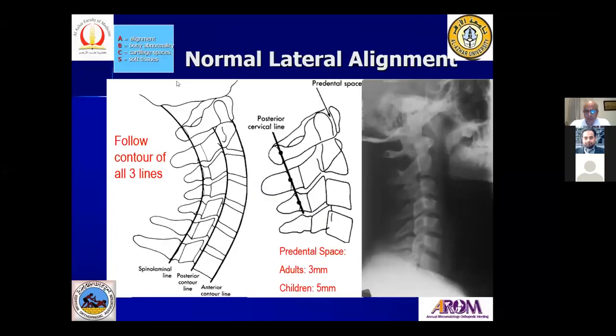Don't forget, we are speaking about the alignment, which is A, B, C, S. Follow the continuity of the 4 lines. Any disturbance means there is an abnormality in the alignment. And don't forget about the pre-dental space, as we mentioned: in adults 3 millimeters, in children 5 millimeters.